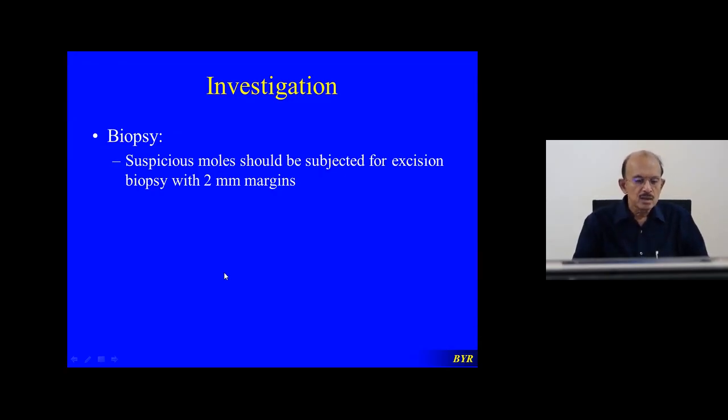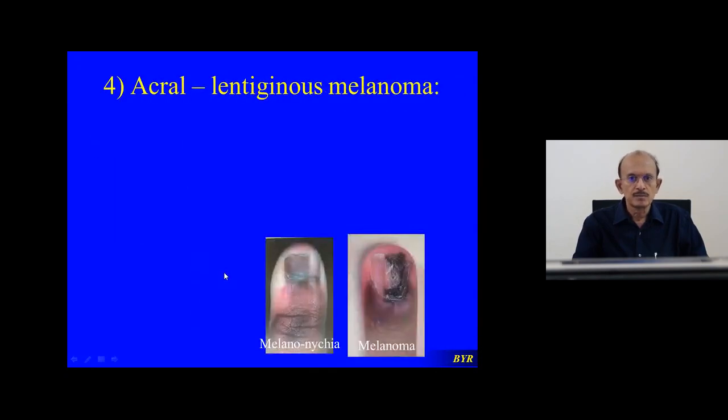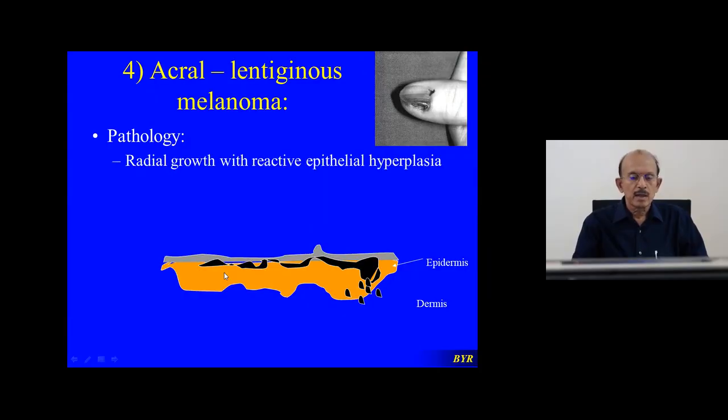Okay. ABC wants to have acral lentiginous melanoma explanation once more. Acral lentiginous melanoma, there is lateral spread with reactive epithelial hyperplasia. So the melanoma will be spreading laterally and overlaying epidermal layers, they react with hyperplasia. That is why there will be thickening of skin over the melanoma.